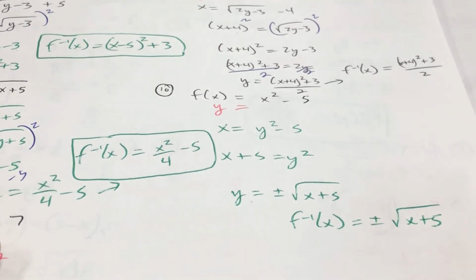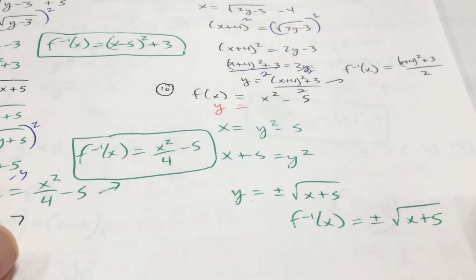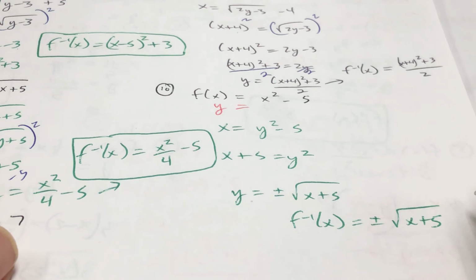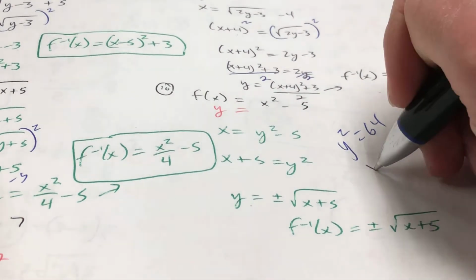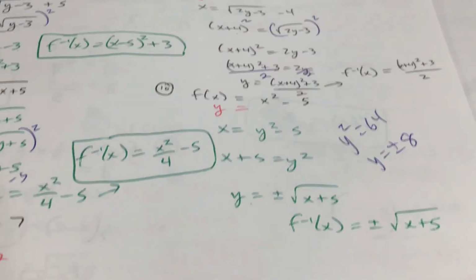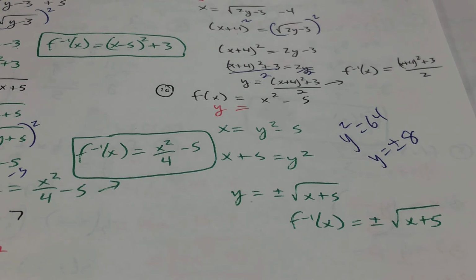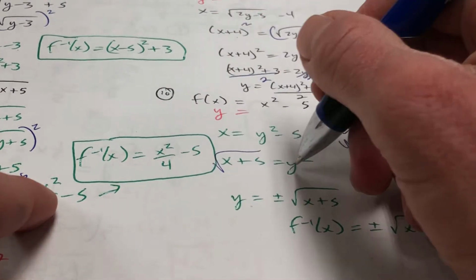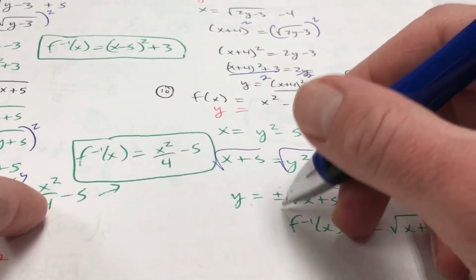y equals x squared minus 5. This one's going to be interesting, so we have a parabola. So x equals y squared minus 5. We'll add 5 to both sides. Now remember, if I had y squared was 64, you would give me as an answer plus or minus 8, because negative 8 squared is 64, as is 8 squared. So when I take the square root, which is the opposite of squaring, I need to have a plus or minus on the outside.